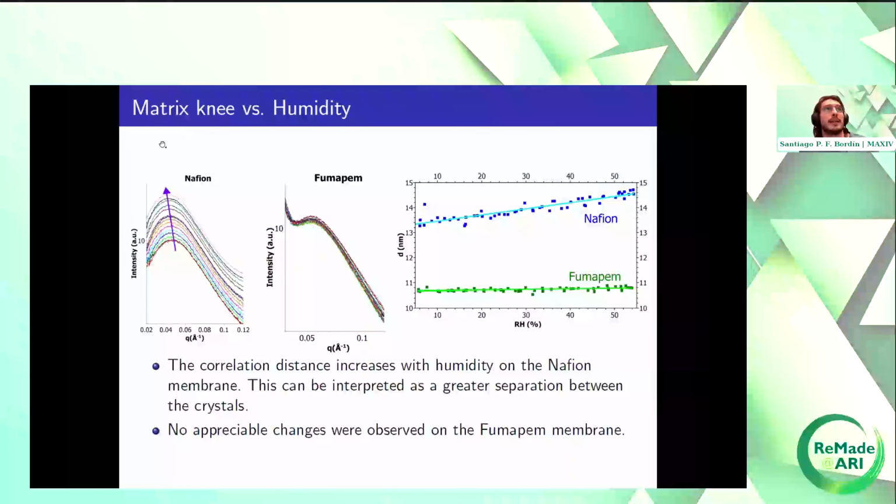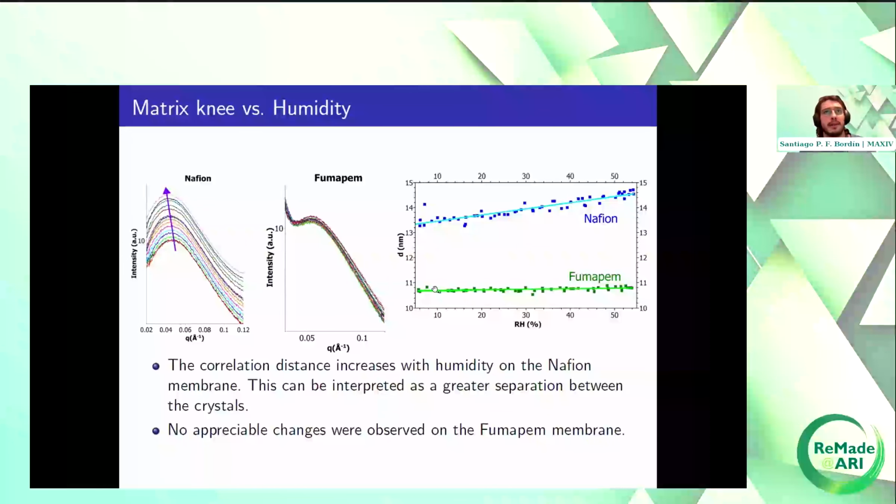Then we analyze the matrix knee that, remember, is related with the crystal in our sample. For Nafion membrane, there is also an increase, and moving to the position of the peak is going to lower Q values. That implies that we have a bigger correlation distance in our sample. But for Fumapem membrane, it remains in quite a similar position.